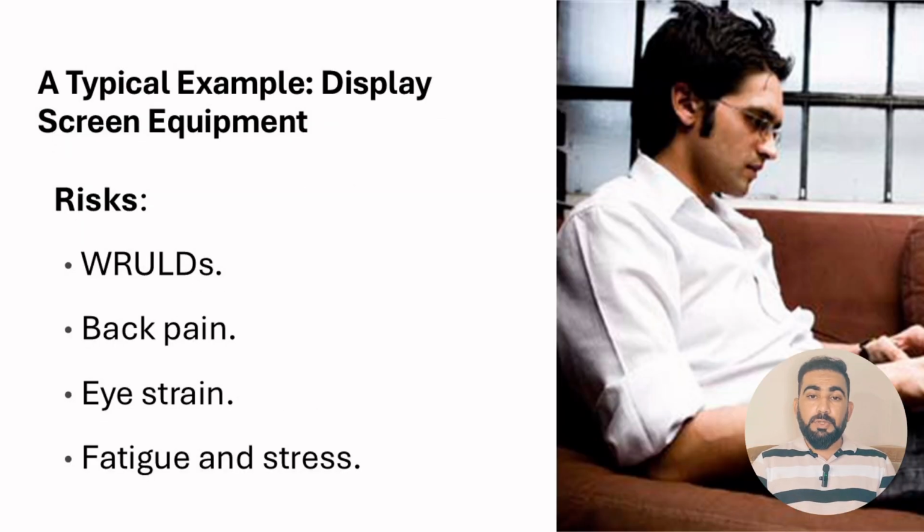Let's look at a typical example, working with display screen equipment like computers. This kind of work comes with several risks, including work related upper limb disorders caused by repetitive hand and wrist movements. Many people also experience back pain from poor posture, as well as eye strain from staring at the screen for a longer period of time. On top of that, long hours at a desk can lead to fatigue and stress, which further impact the overall health and safety and the productivity of the organization. Understanding these risks is key to making the changes that protect your well-being.